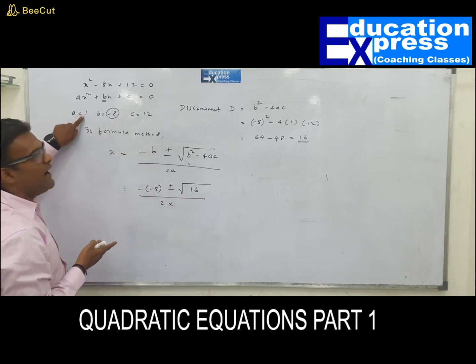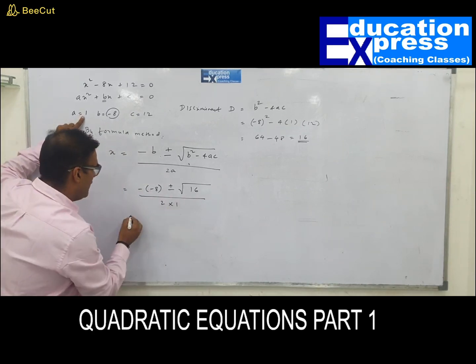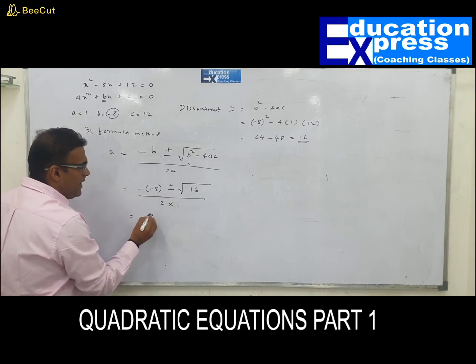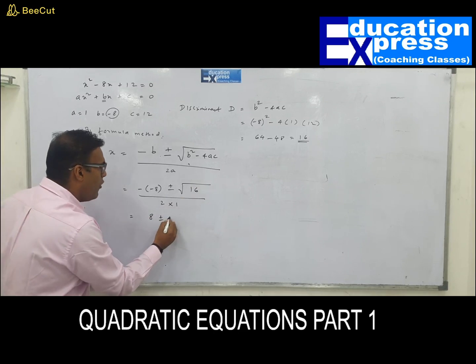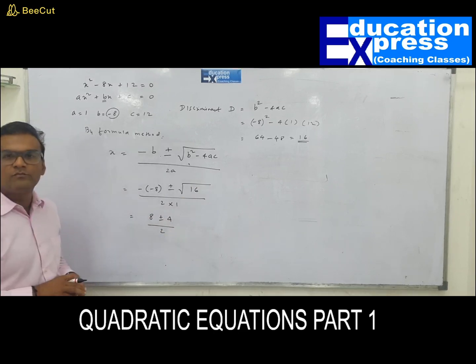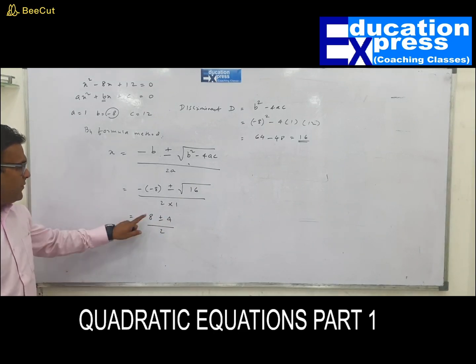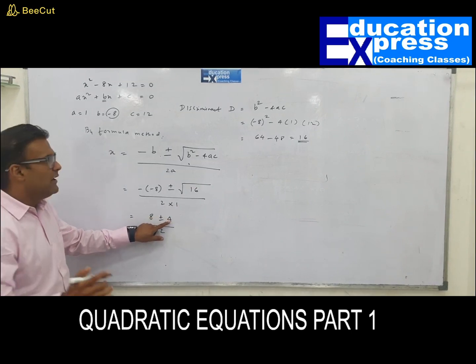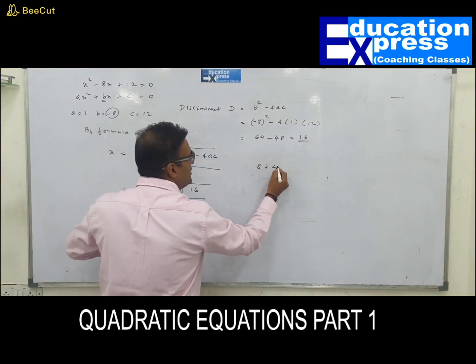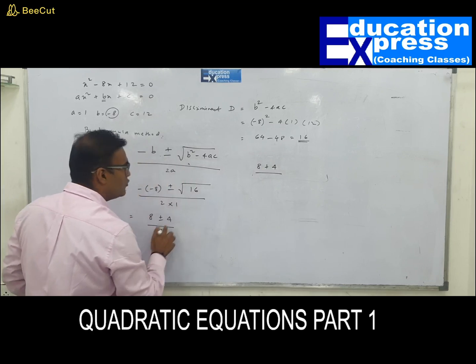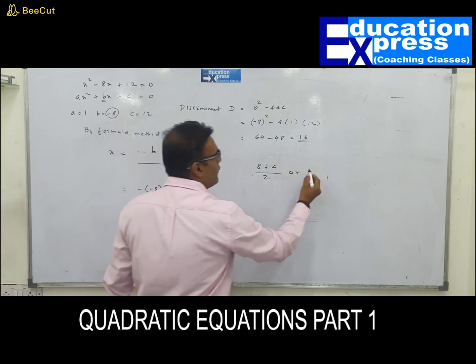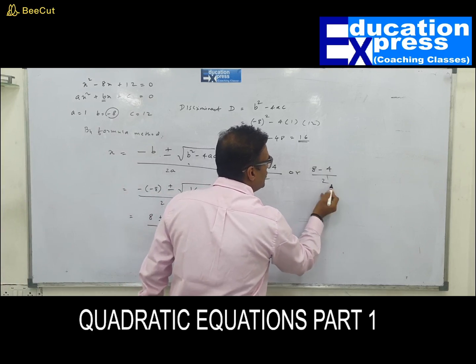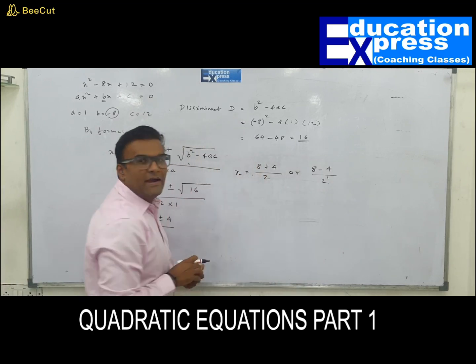What is the value of a? 1. As we know, minus minus will become plus. Plus or minus square root of 16, 4 upon 2. Tell me, my friends, 8 plus 4 upon 2, or 8 minus 4 upon 2. This is nothing but the value of my x.